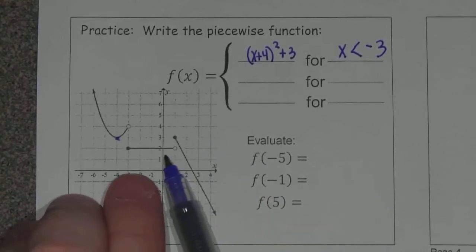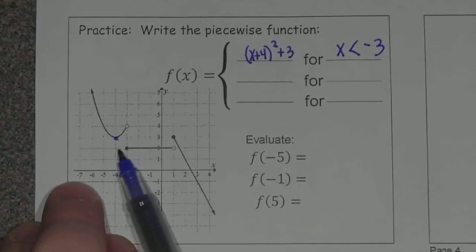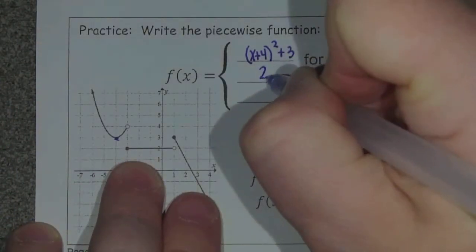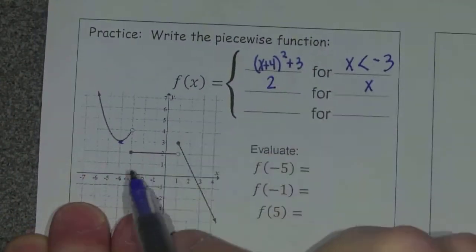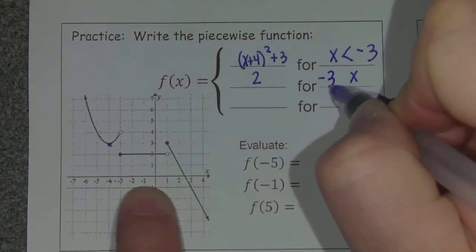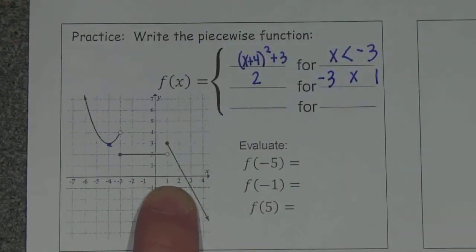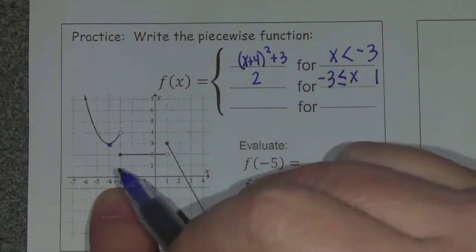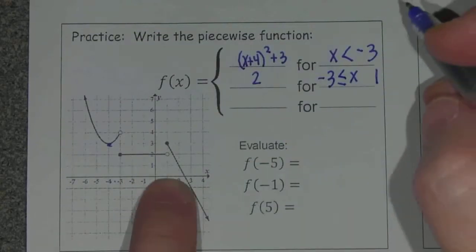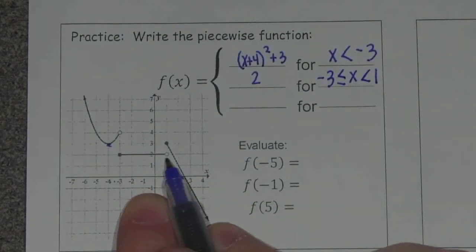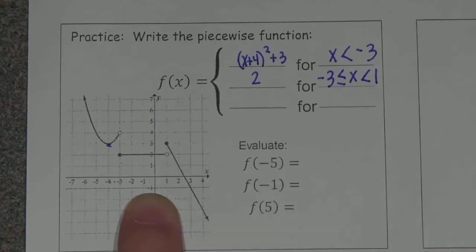All right, this next line, anybody know what this line is called? It's going to be y equals 2. Good. And I'm going to keep that in between two numbers, in between -3 and 1. So it's got to be greater than or equal to -3 because of the solid dot, but it's going to be just less than 1 because of the open dot. You following me on that?